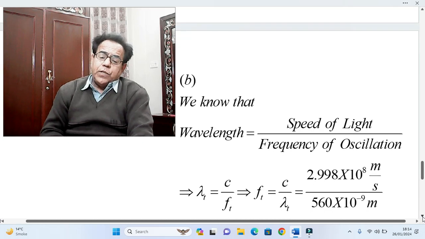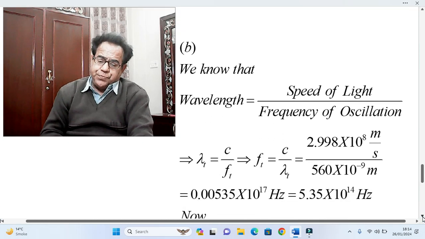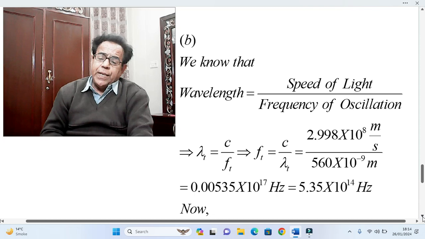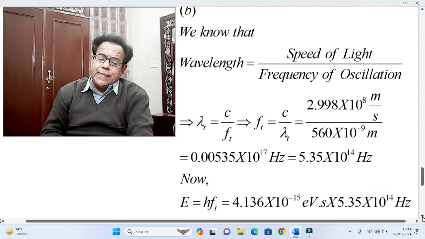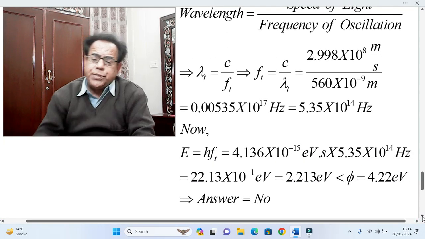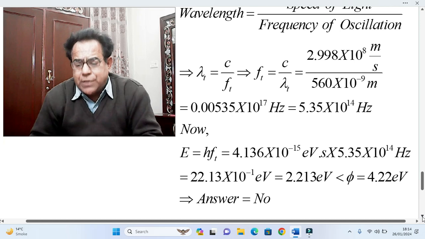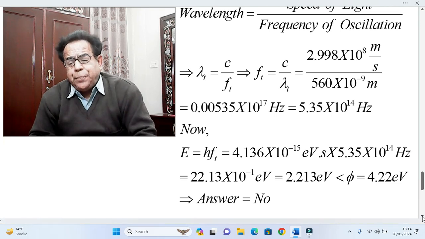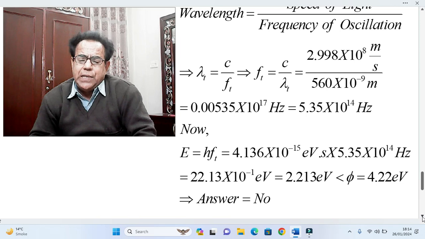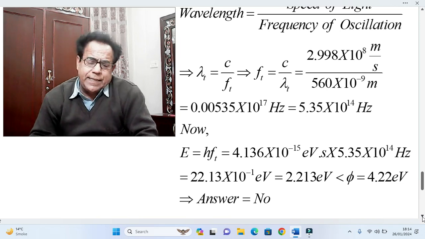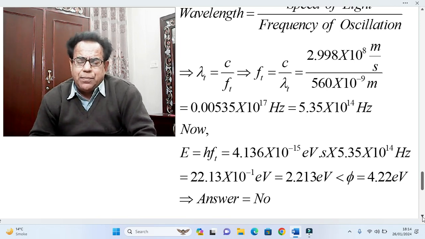Now we come towards part B. We know that wavelength is equal to speed of light over frequency of oscillation. This implies that threshold wavelength λt is equal to c over threshold frequency ft. This implies that threshold frequency ft will become equal to c over threshold wavelength λt. What we have done is just interchanged λt and ft.